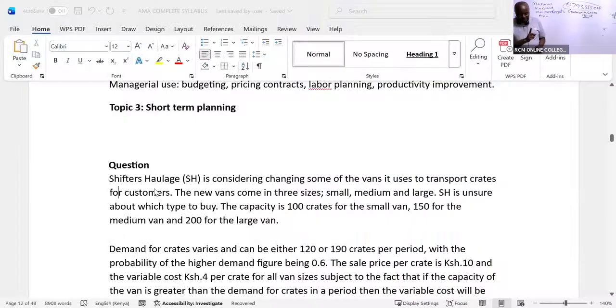11. Page number 11, topic 3, short-term planning. The first question there is reading Shifters Haulage, SH. Shifters Haulage is considering changing some of the vans it uses to transport crates for customers. The new vans come in 3 sizes: small, medium, and what here? Large. Have you gotten it?